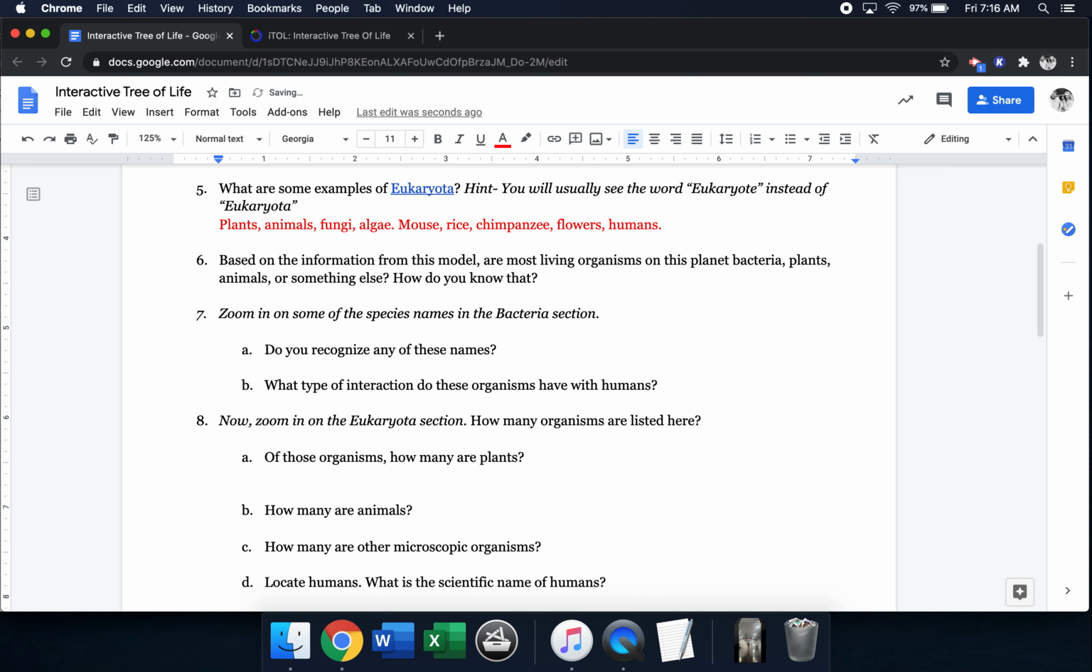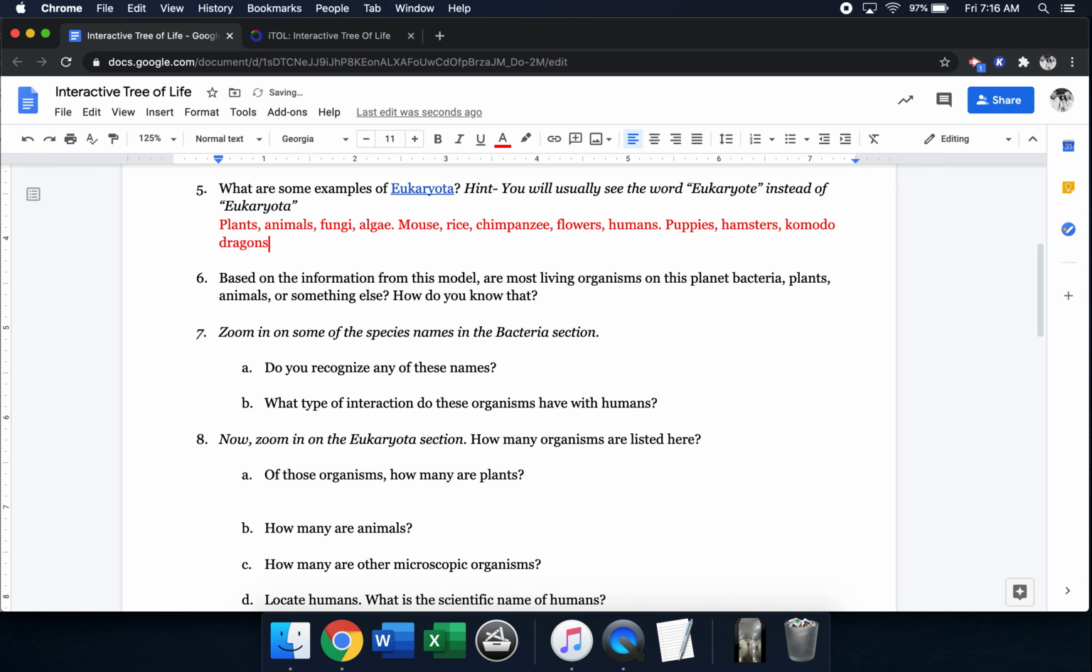I can also think of some examples that are not on that model. For example, puppies, hamsters, Komodo dragons. So these are all examples of eukaryota. These first ones were general examples, these ones were examples that we found in our model that we're looking at today, and then these are just ones that I thought of on my own.